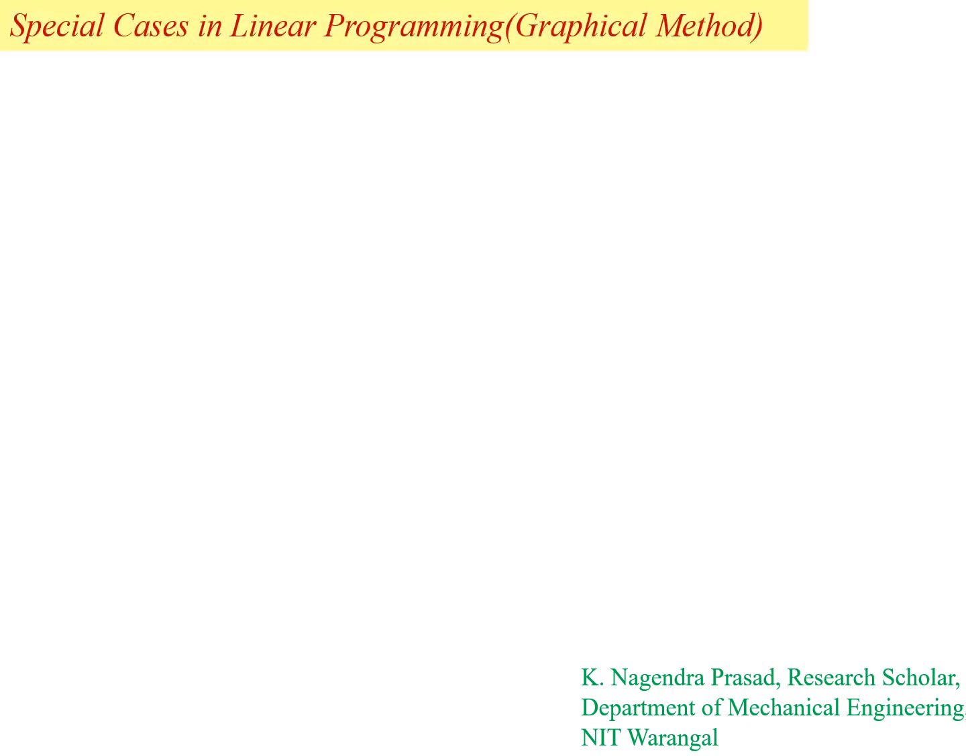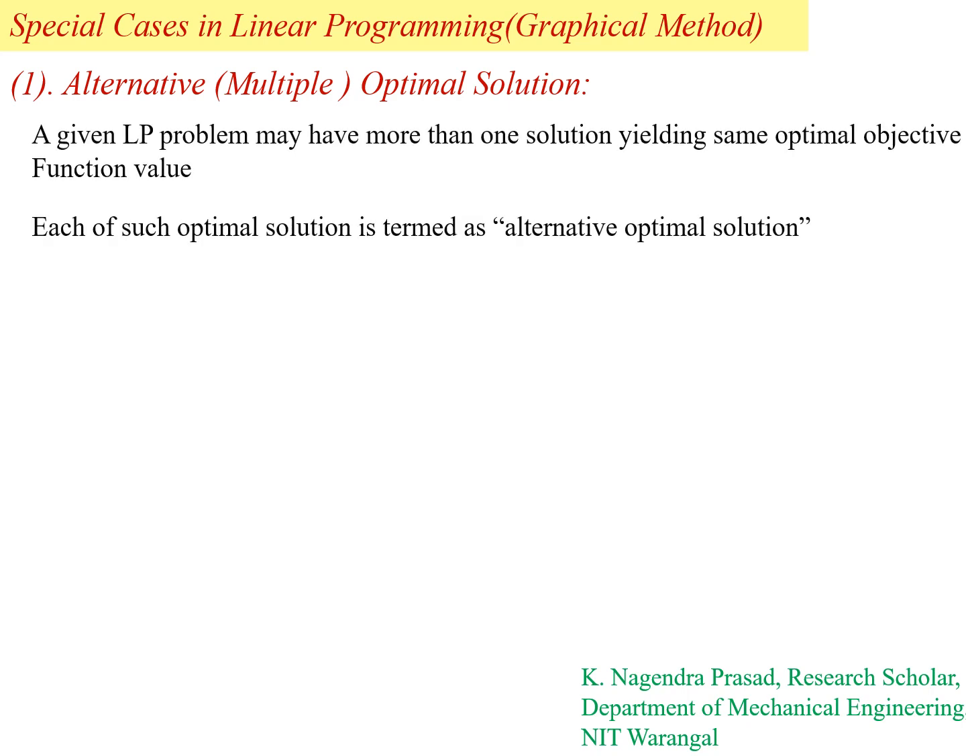Hello everyone. In this lecture, I will discuss the special cases in linear programming. First, we will discuss the alternative optimal solution. A given linear programming problem may have more than one solution with the same optimal objective function value. Each such optimal solution we call an alternative optimal solution.